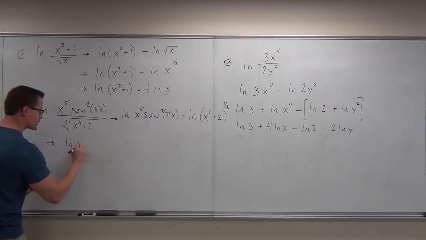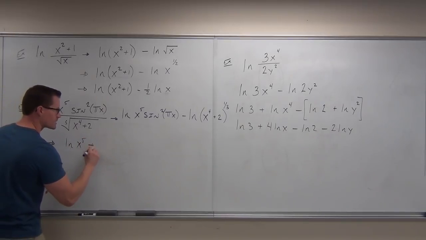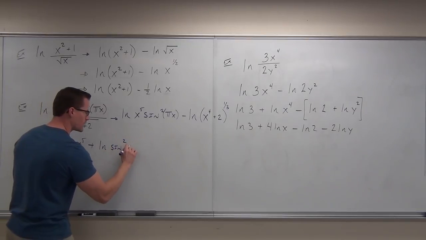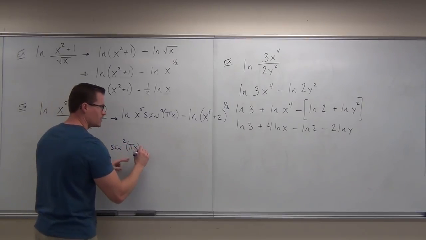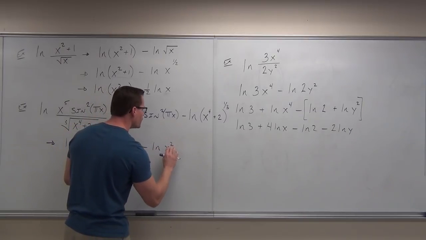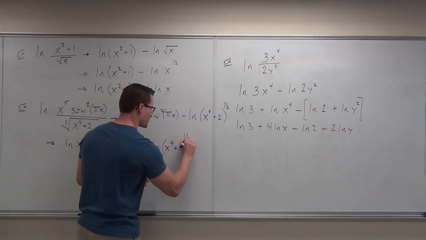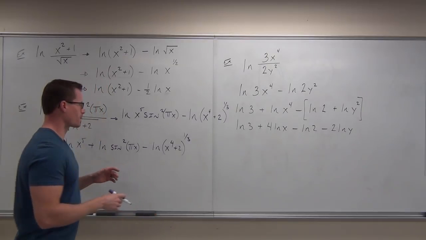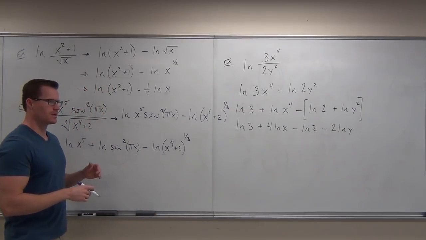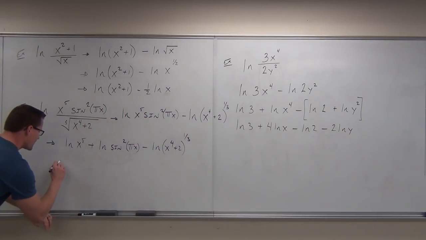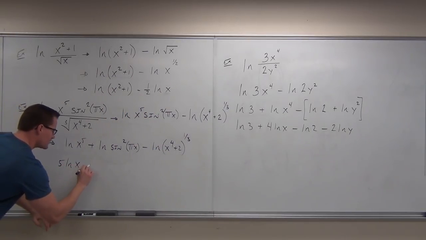So we'll do ln of x to the fifth. We'll do a plus sign because we got a product, plus ln of sine squared pi x. And we'll do minus ln of x to the fourth, plus 2 to the 1/3. And lastly, anywhere you have an exponent of an argument, are we okay? Anytime we have an exponent of an argument, we're going to move it up front. So we have 5 ln x.